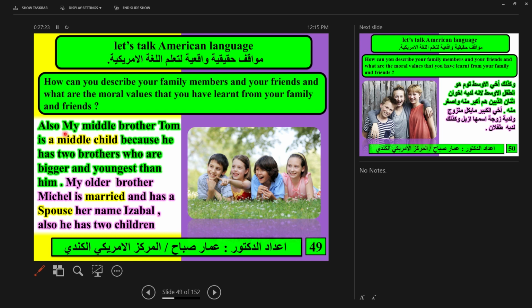So, also, my middle brother, Tom, is a middle child because he has two brothers who are bigger and younger than him. My older brother, Michael, is married and has a spouse. Her name is Isabel. Also, he has two children.